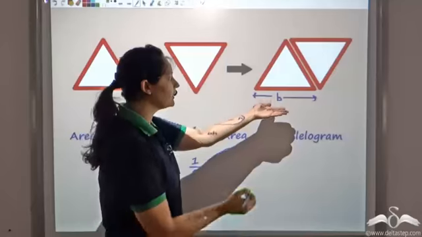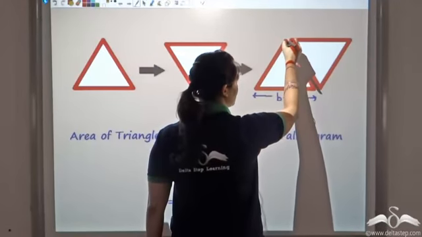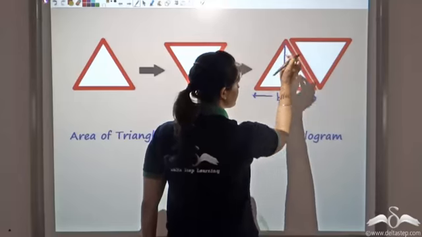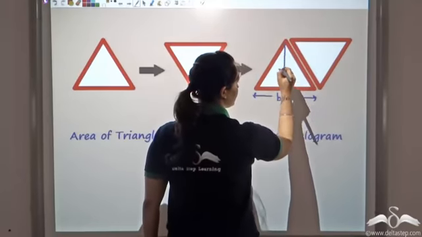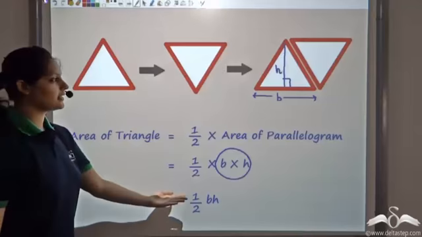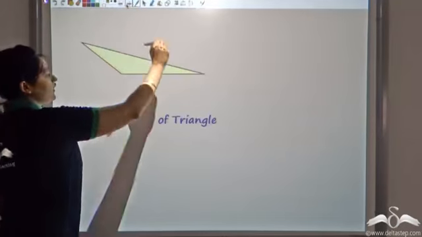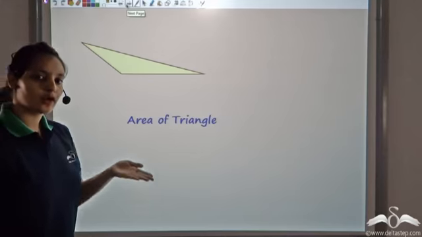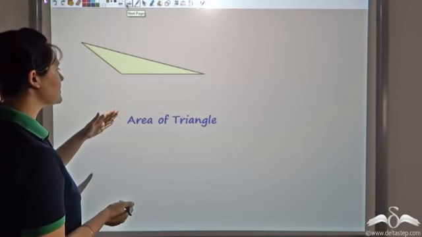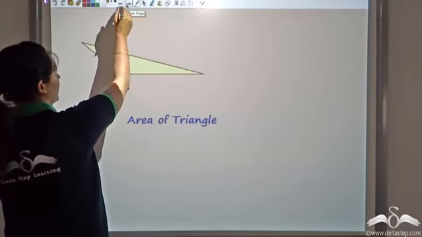And how do we define a height? From the base, the perpendicular distance to the opposite vertex. So if this is the base, opposite vertex, perpendicular distance, this is the height. So area of the triangle is half into base into height. It does not only hold true for an equilateral triangle. Let us see that for any triangle, we can say it's half into base into height.